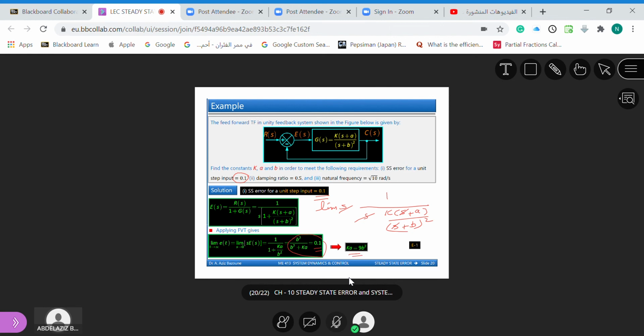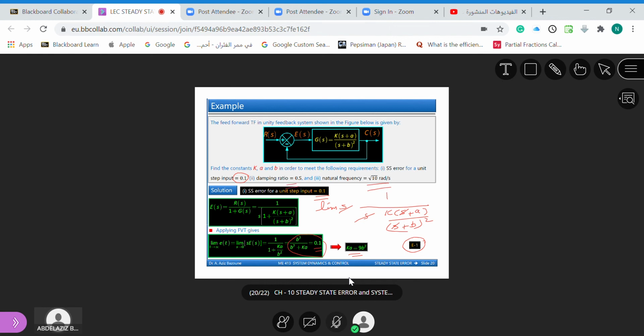This is one equation, and we have three unknowns. We have K unknown, a unknown, and b unknown. We have three unknowns in one equation. So we need two more equations that we can get from the natural frequency and the damping ratio.